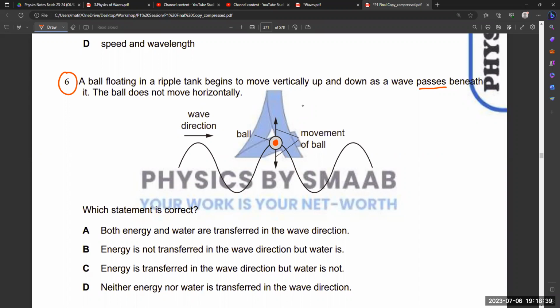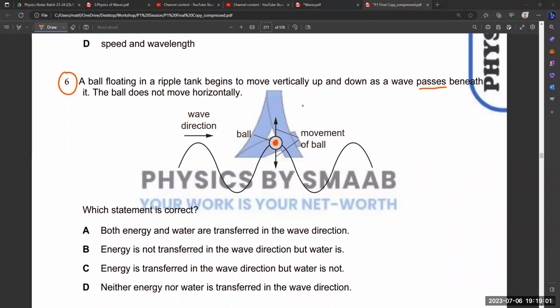Energy is transferred in the wave, but water isn't. You cannot just transfer water. We are talking about the ball, so why is the ball not moving from one point to another? The reason is that the ball is matter, and matter is not going to transfer from one point to another. So it only vibrates up and down.